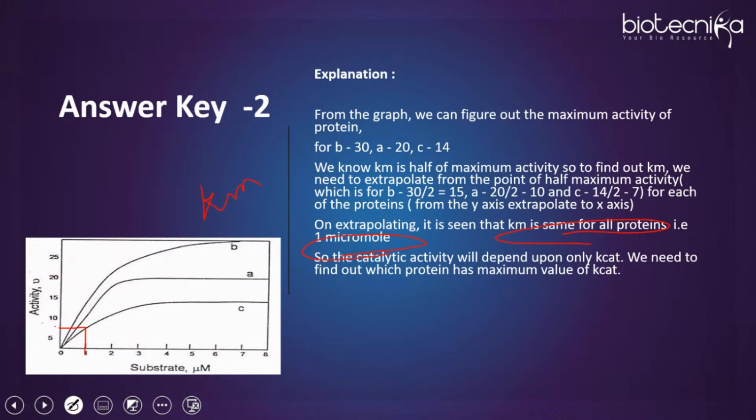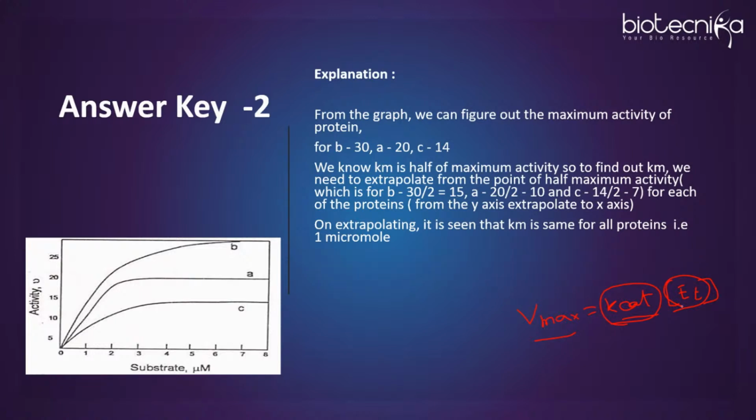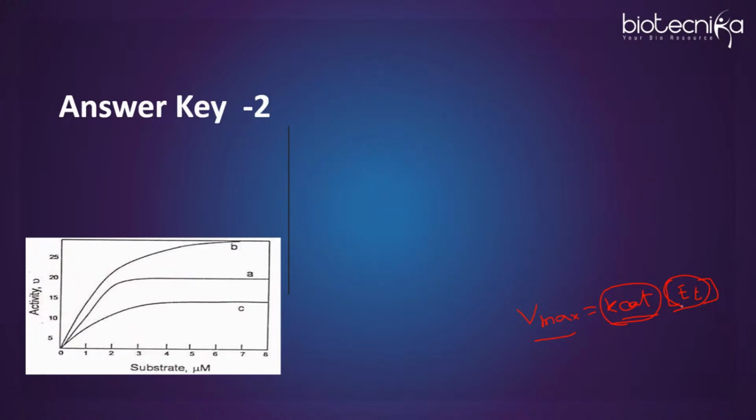Now for this order-based question, you have to depend on kcat. The catalytic activity will depend only on kcat. Now what is the formula for kcat? Vmax is equal to kcat into Et. If you don't know the formula, write it down. The maximum velocity is equal to the turnover number into the total enzyme concentration. Is your total enzyme concentration given? Very much, they are given, right?